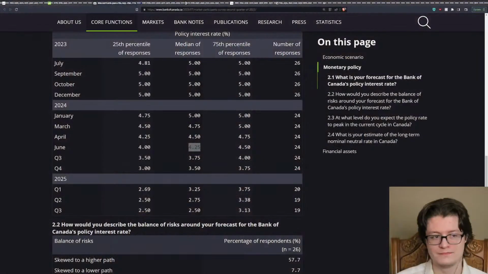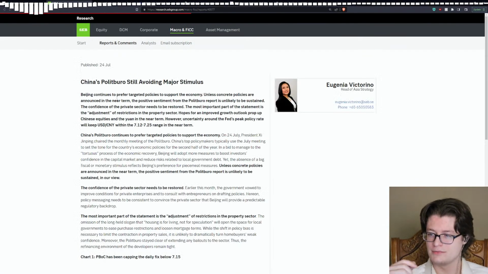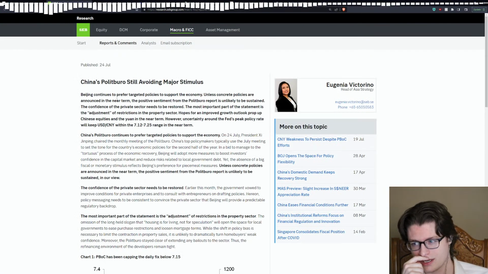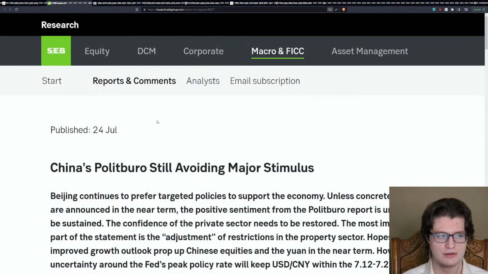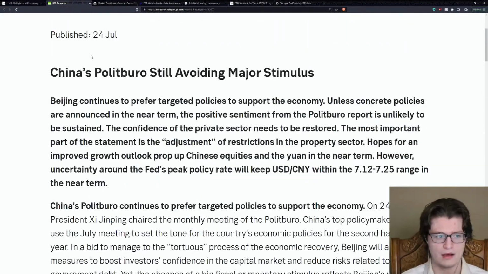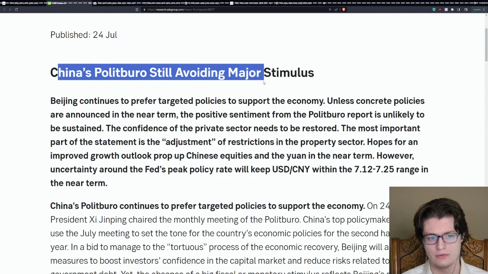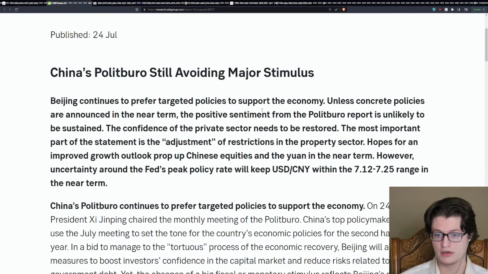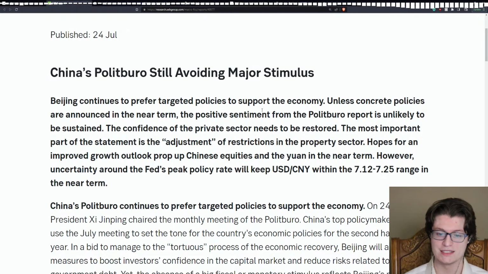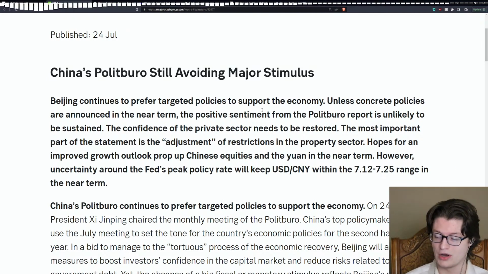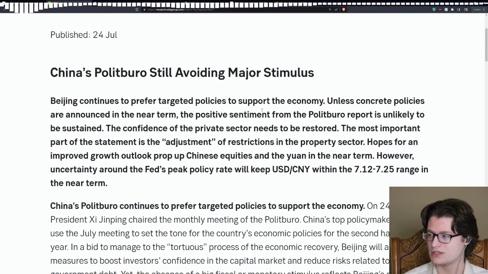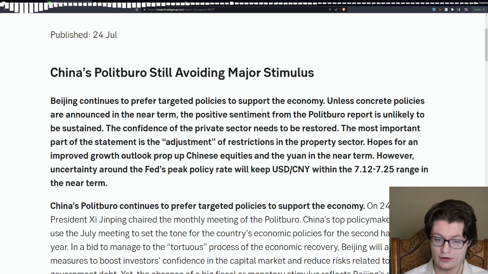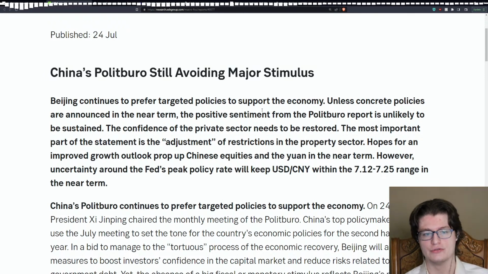Alrighty. There's also a little bit of geopolitical news. So get this. There is a link between some of the outlooks that I saw. China's Politburo still avoiding major stimulus, which is mostly due to the United States weakening the dollar over, say, the last month. Because the US dollar has been getting weaker, China hasn't had to do this stimulus.